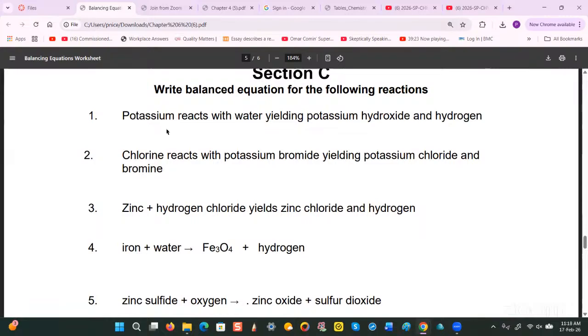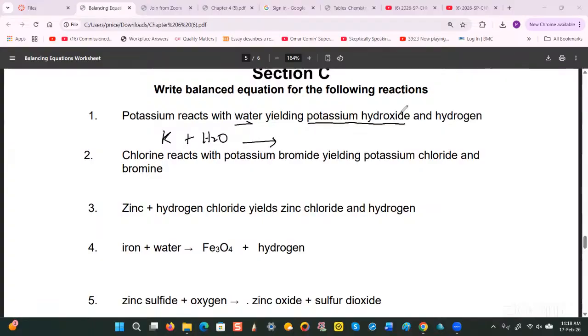For the first one, it says potassium reacts with water yielding potassium hydroxide and hydrogen. So the first thing I would ask myself is what would be the reactants? Looking at this statement, one of the reactants would be potassium, and the other reactant would be water, H2O. Then you have to figure out what the products are. One of the products is potassium hydroxide.